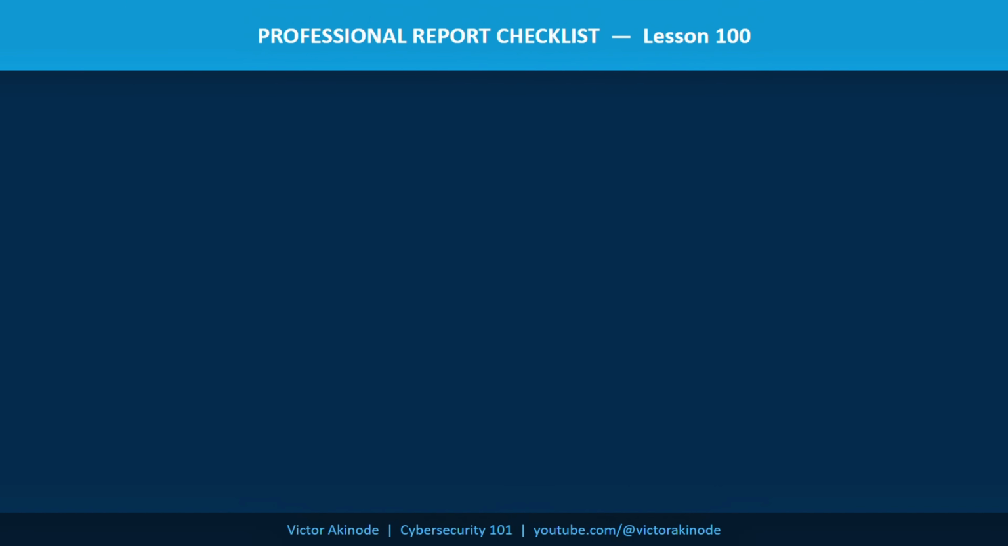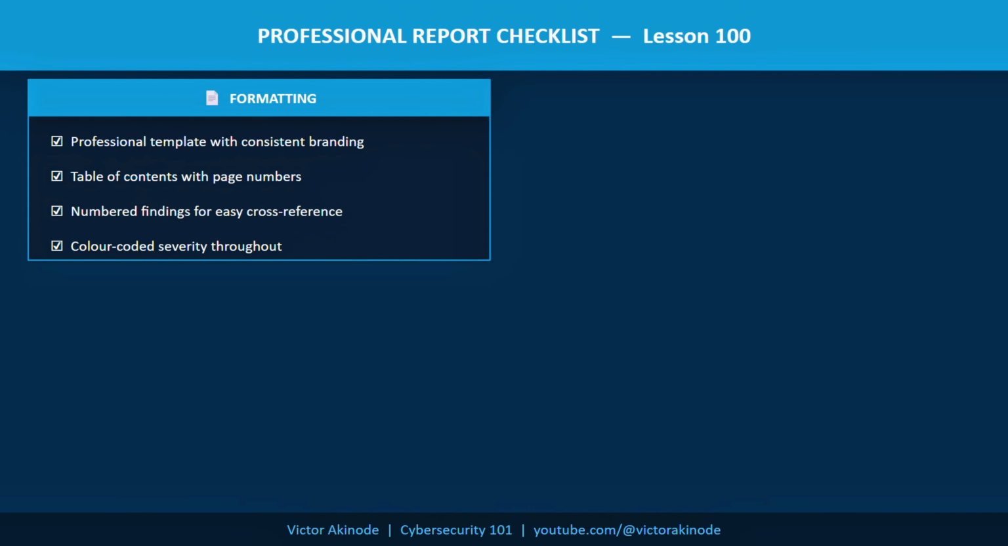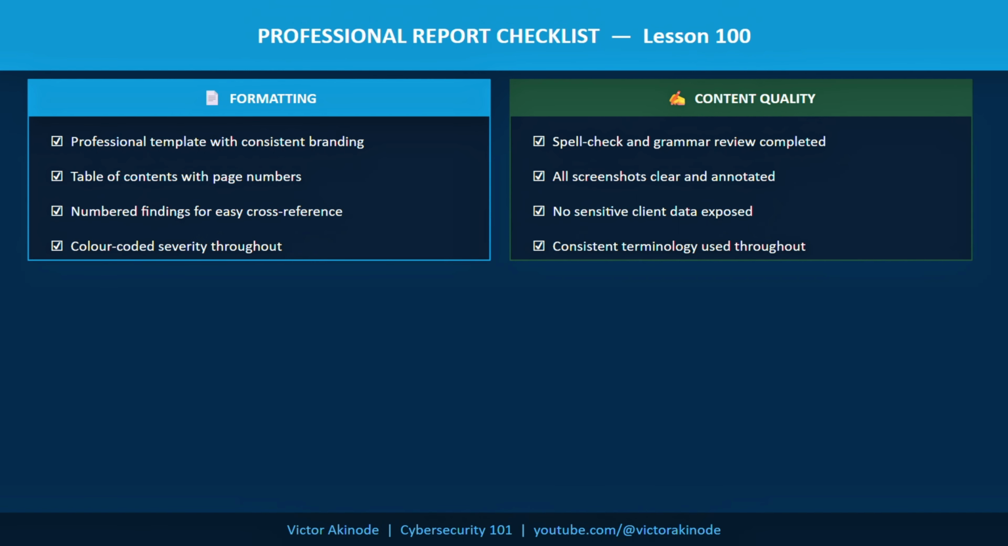Now let's cover the professional report checklist. The first one is formatting, and for this, you should use a professional template with company or client branding. Include a table of contents with page numbers, maintain consistent heading hierarchy such as H1, H2, H3, and so on. Number all findings for easy reference. Use color-coded severity ratings such as red for critical, orange for high, yellow for medium, blue for low, and green for informational. The second one is content quality, and for this, spell check and grammar check.